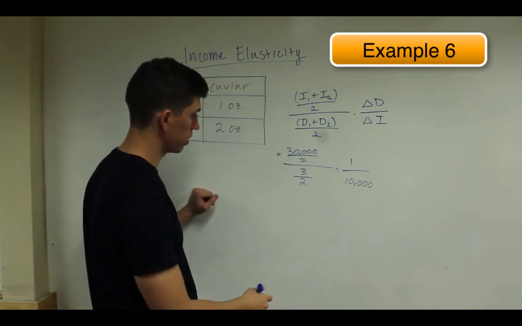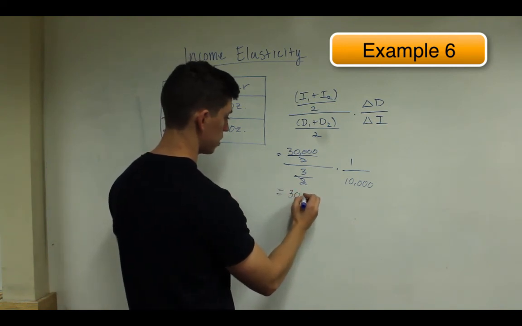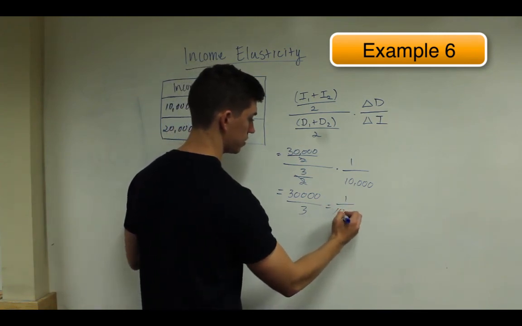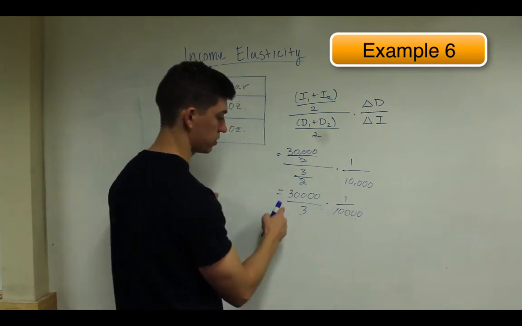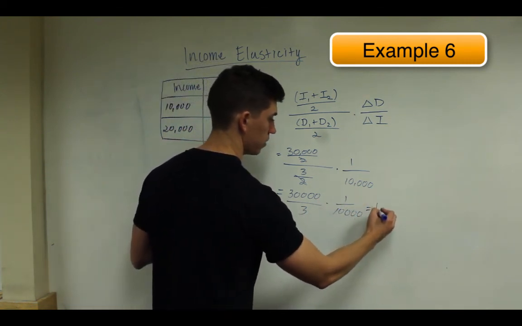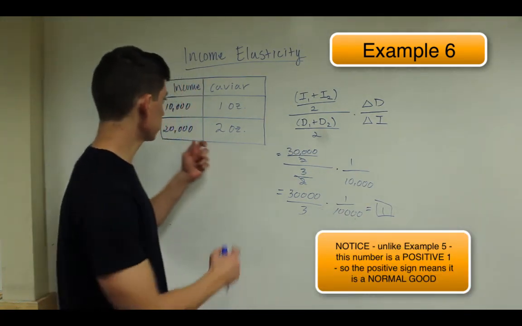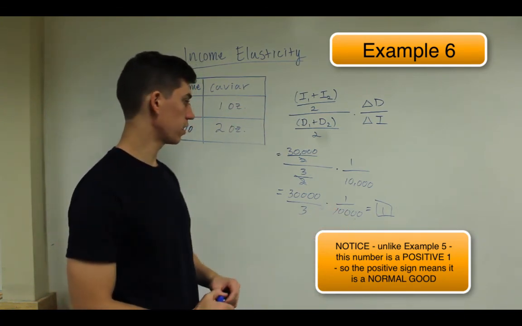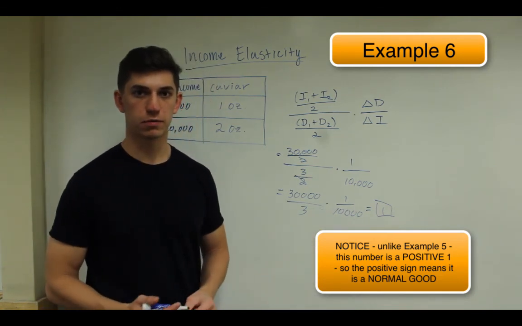Right, we can simplify this a little bit. These 2's will cancel. So we're going to get 30,000 over 3 times 1 over 10,000. And 30,000 over 3 is 10,000. And that's 1 over 10,000, so that just equals 1. Alright, so these were pretty simple examples, but it gets you the idea: when these things are moving in opposite directions, you should have a negative income elasticity, which corresponds with an inferior good. And when it's normal, they're moving in the same direction, you should have a positive income elasticity of demand.